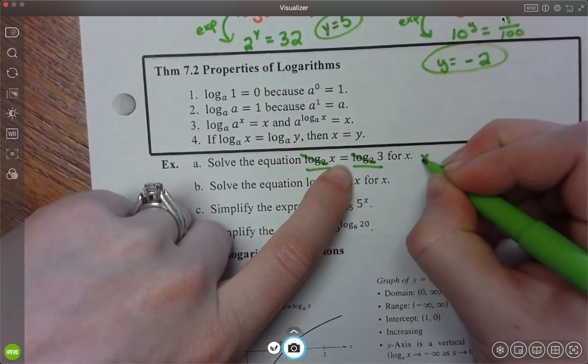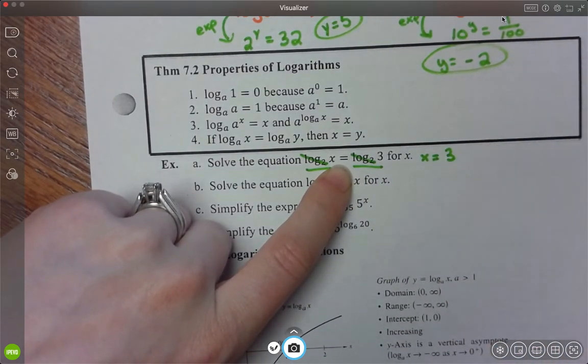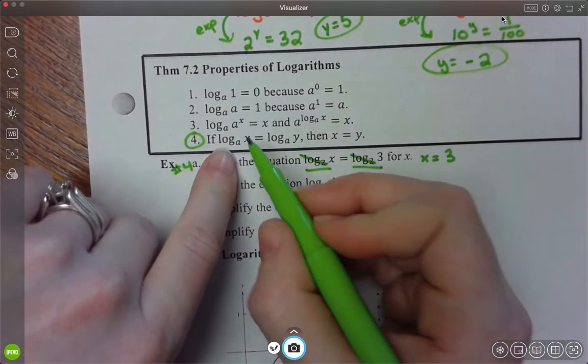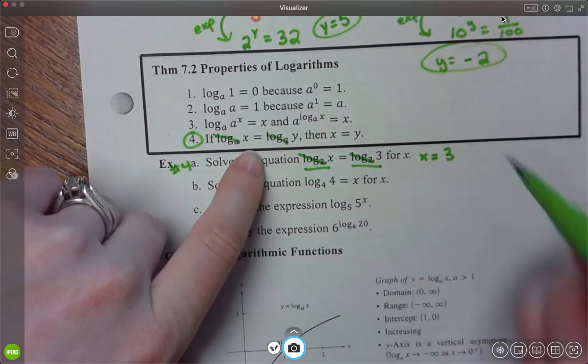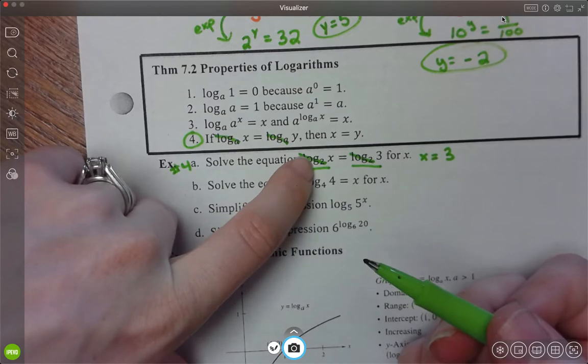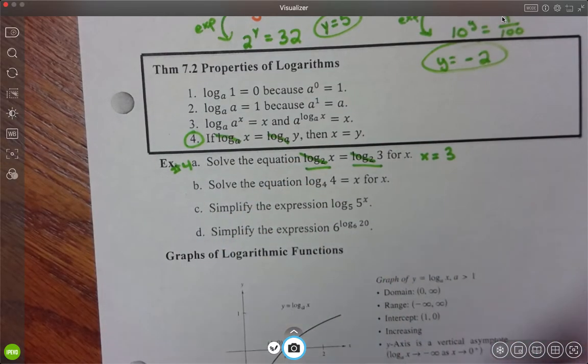So in this case, x would just be equal to 3. This is going along with property number 4, which just says that the log base a's can cancel out as long as they're the same base, and then x is equal to y. Whatever's over here is equal to that over there. So in this case, I'd have x equals 3.